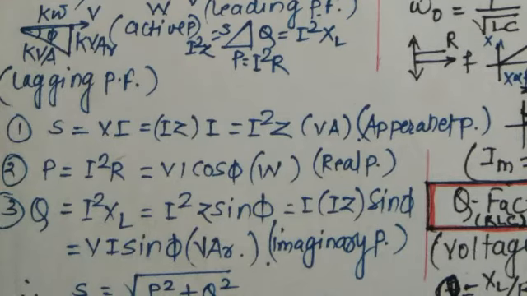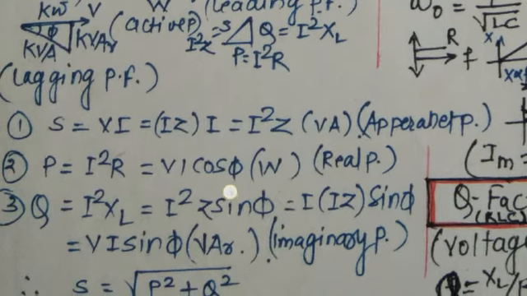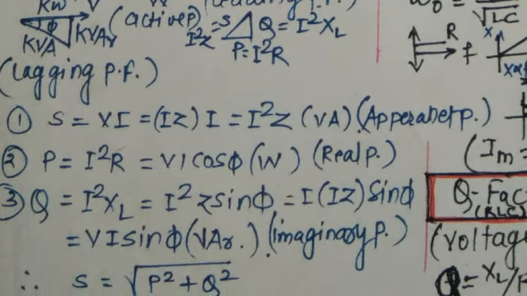So from this triangle you can see P, Q, S. P is I square R, Q is I square XL, and S is I square Z. These are the two phasor diagrams for leading power factor and lagging power factor. So S, that is apparent power, is equal to VI, equal to I square Z, in VA. And the real power P, that is I square R, is equal to VI cos phi, in watt.